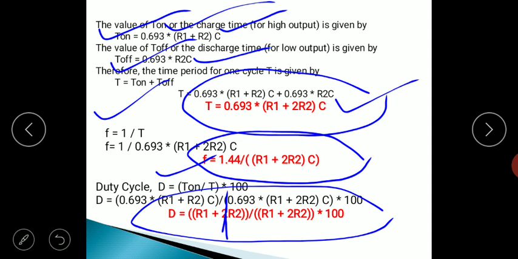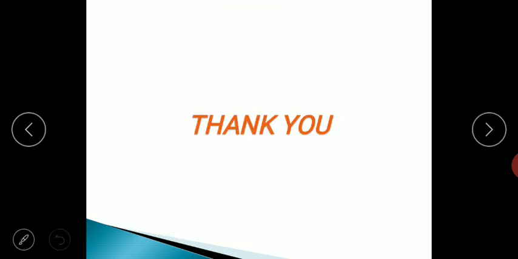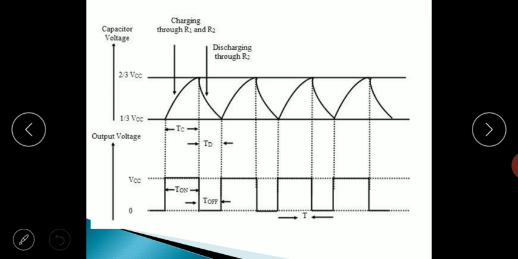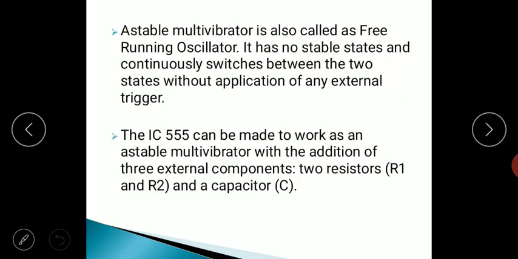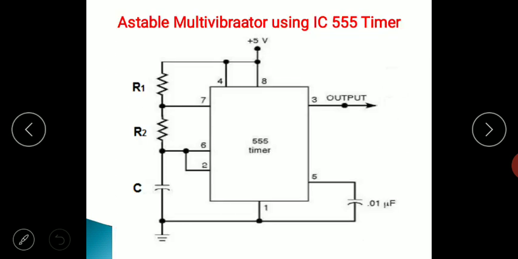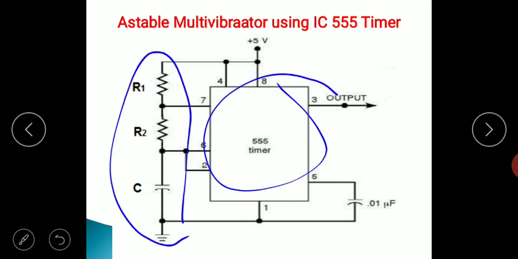Right? I hope you have understood what an astable multivibrator is. Once again, just a quick review of the astable multivibrator. You can see this is the actual circuit diagram or block diagram of an astable multivibrator, which is constructed using a 555 timer and resistors R1, R2 and C.